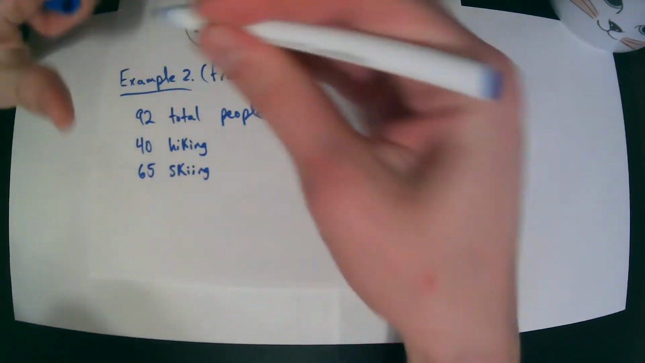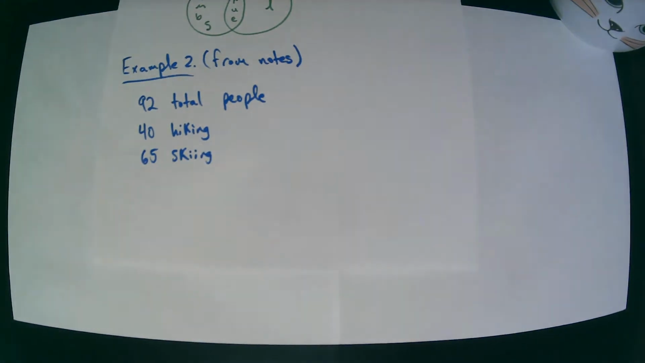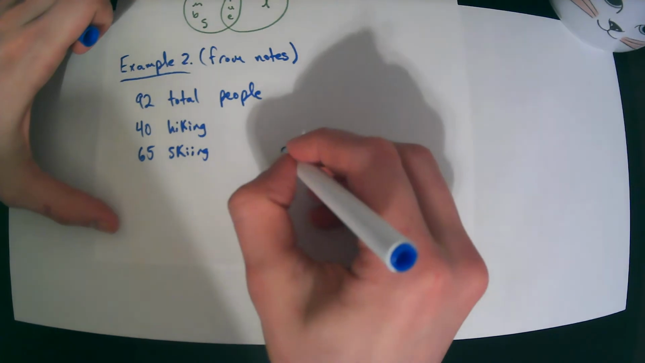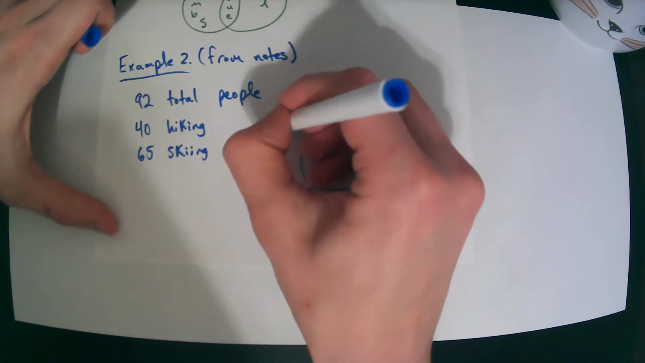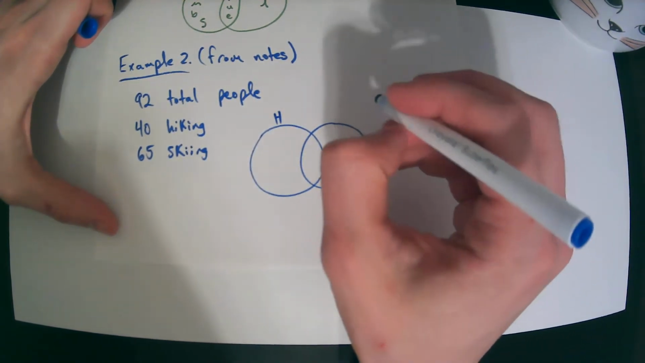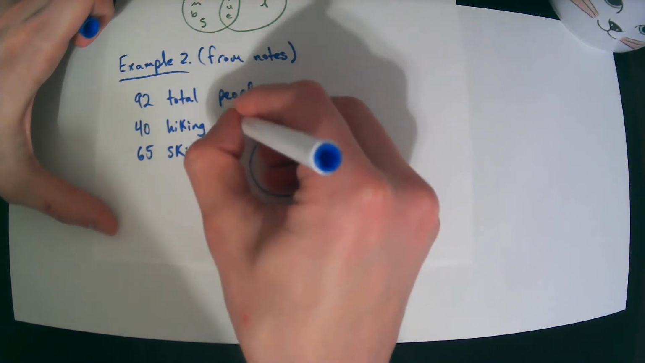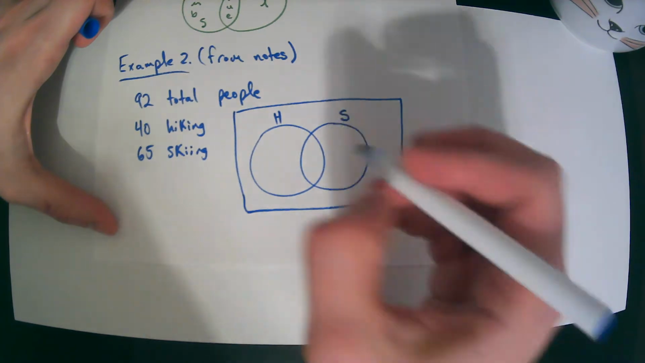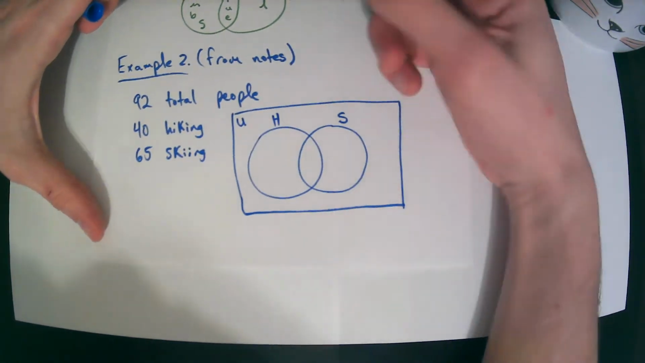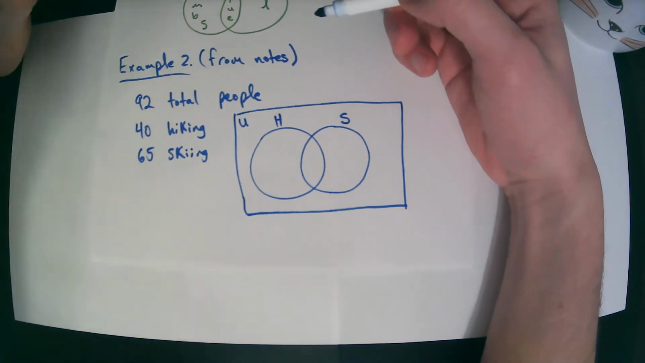So if we draw a Venn diagram, and actually, let me make sure my camera is still going. Okay, it's still going. If we draw a Venn diagram of this situation, how about we call this side H for people who went hiking, and S for people who went skiing. A box around the outside, the universal set, is the people who went to Colorado on this trip, the 92 people.